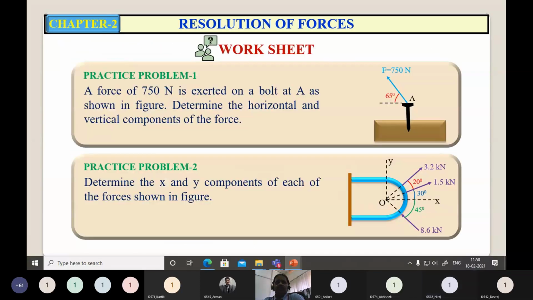Now here there are two problems given. So you are requested to note down the statement along with the figure and solve the problems. I'm going to call any roll number. So you must be ready with the answer.